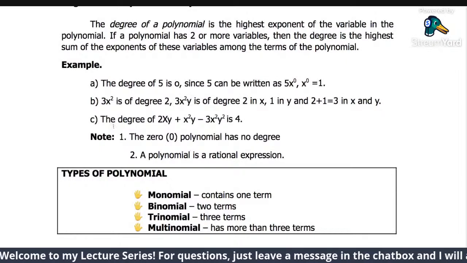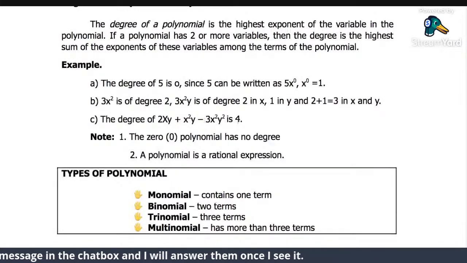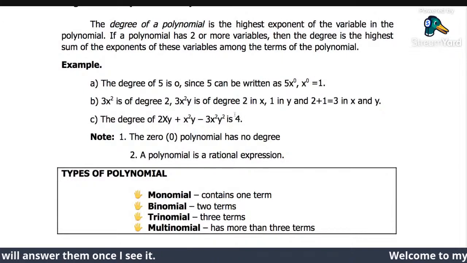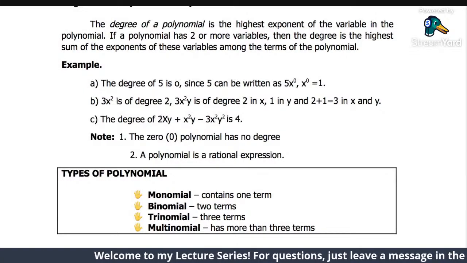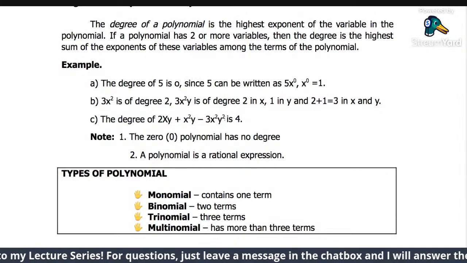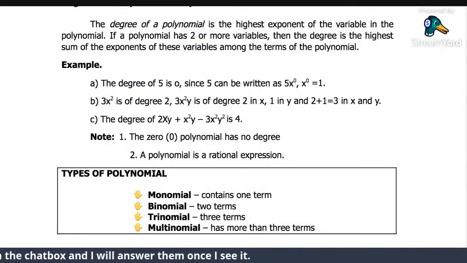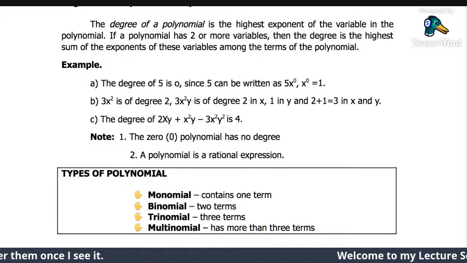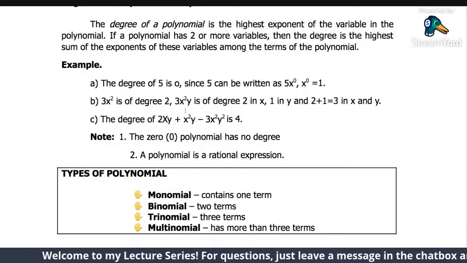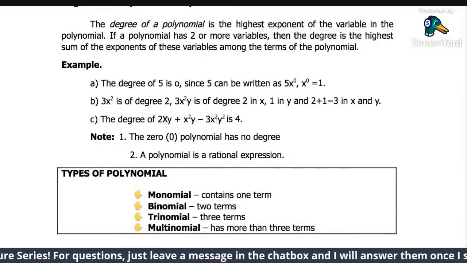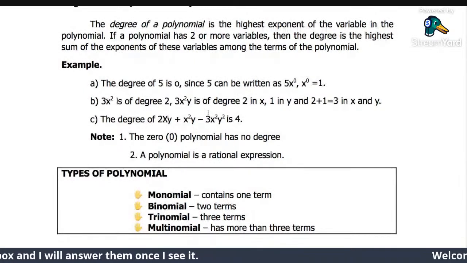Okay, another example. The degree of 2xy plus x squared y minus x squared y squared is 4. Now, here we have 3 terms. This term, this one, and the last term. So you're not going to add all the exponents of the 3 terms. What you're going to do is determine the degree of each term, and whichever is the highest is the degree of the polynomial. So for this term, the degree is 1 for x, 1 for y, so that's 2. Here, 2 for x, y is 1, so that's 3. For the third term, you have 2 for x and 2 for y. That will give you 4. So 4 is the highest, so therefore the degree of this polynomial is 4.